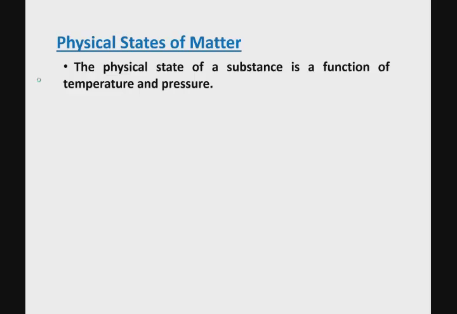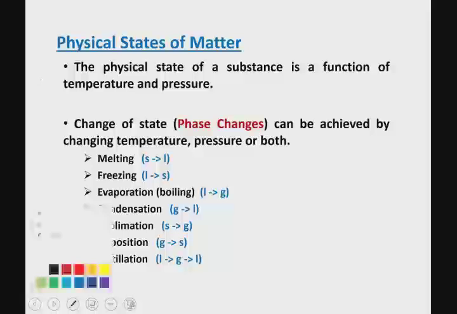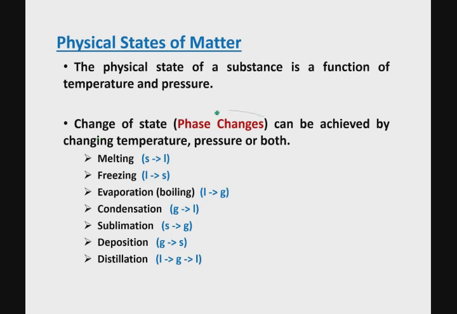Or if you change the pressure keeping the temperature constant, then also the state of water may change from one to the other. So which state a substance is present in at a time depends upon the temperature and pressure at that time. Oftentimes, the state of matter of a substance changes from one to another. Whenever a substance changes its physical state, we call that either a change of state or phase change. So whenever you hear the term phase change, please remember it implies change of state.